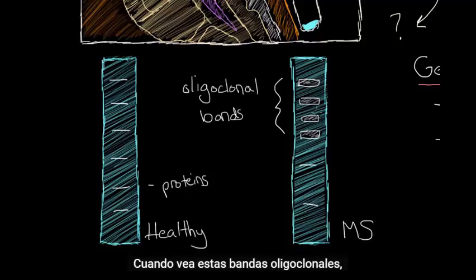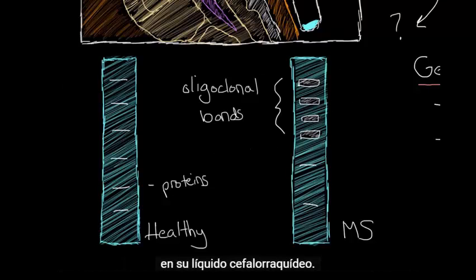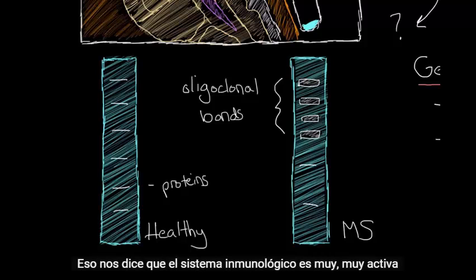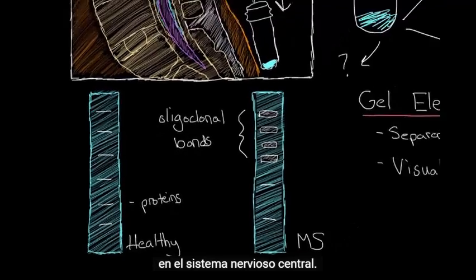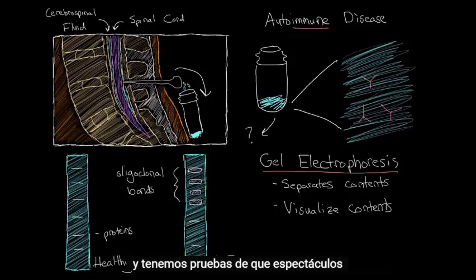When you see these oligoclonal bands, that's actually pretty indicative that there are a lot of antibodies in the sample. Because you have a lot of antibodies in the sample, that means you have a lot of antibodies in your cerebrospinal fluid. That tells us that the immune system is really, really active in the central nervous system. So we have two pieces of evidence, right? We have pictures of the brain that showed the lesions, and we have evidence that shows that the immune system is involved in the central nervous system.